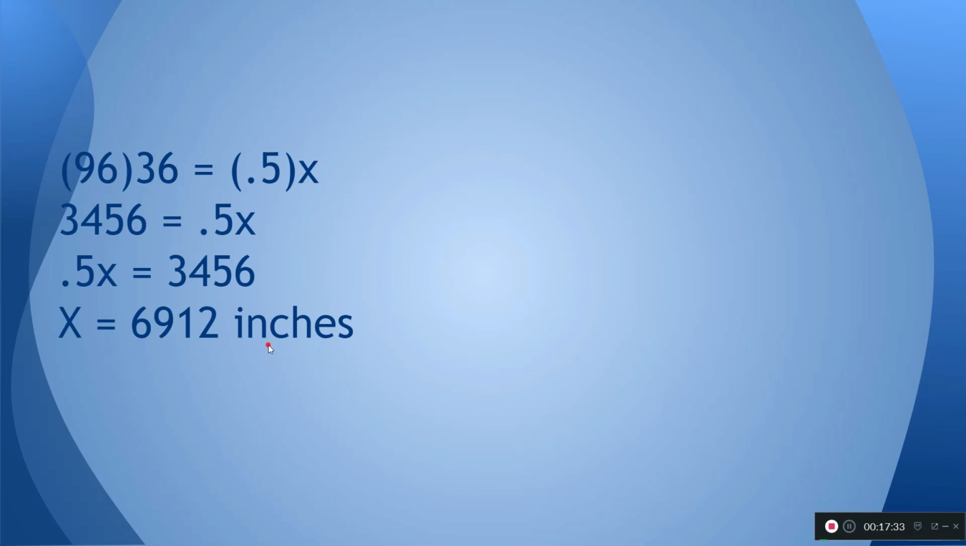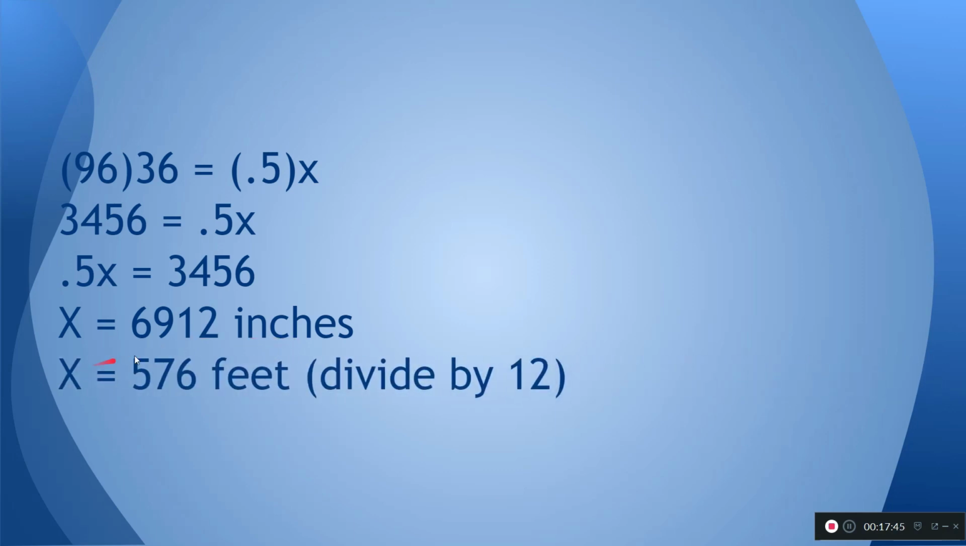But do we really measure buildings in inches? Do we really go around saying, oh, that building is so many inches tall? No, we really don't do that. Most of the time we're going to do it in feet. Sometimes we may do it in meters or yards. But if we're looking at the building, we could convert this by dividing this number by 12, getting x equals 576 feet. We divide by 12 because there are 12 inches in every foot. So 576 feet is how tall the building is.